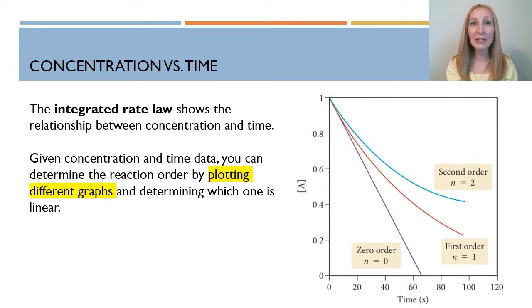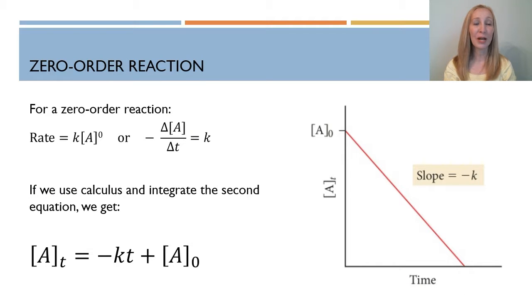Now, if you're given concentration and time data, you can actually determine the reaction order by plotting several different graphs and determining which one creates a straight line. And I'll show you all the different ways that we can plot graphs later on. Let's take a look at zero order reactions first.